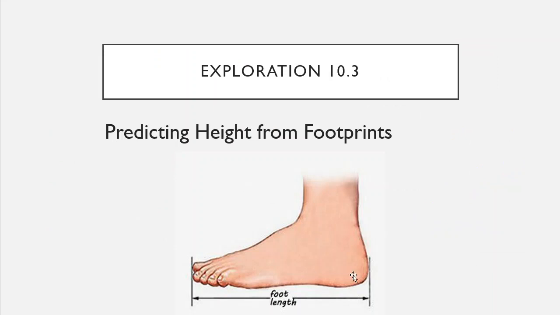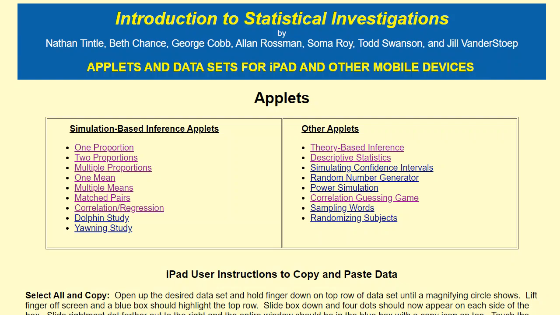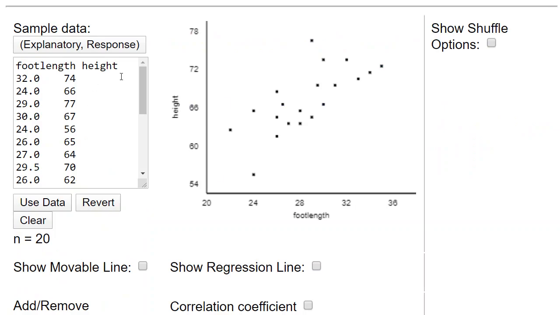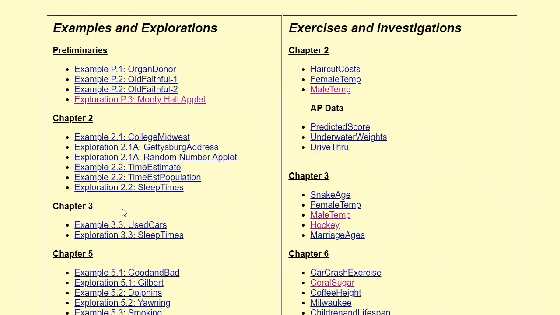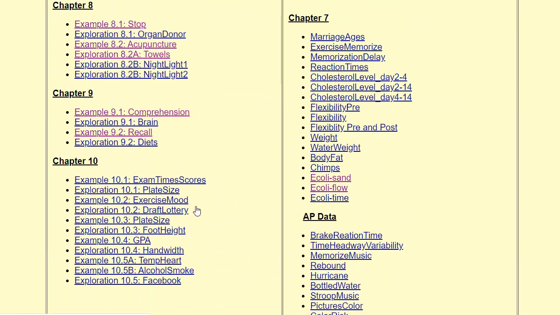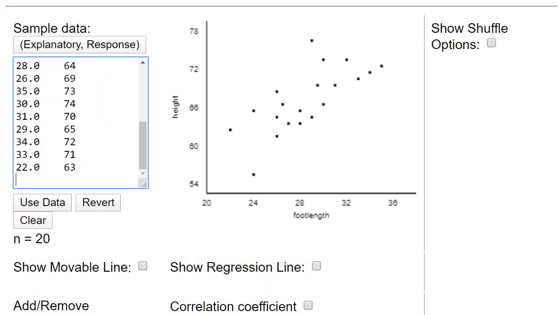Okay, the exploration that you're going to be working on is predicting height from footprints. So if you could see a footprint in the dirt or something, could you predict how tall the person was based on that? Well, what you're going to do is jump over to your applet, click on correlation regression. When you do that, I think they've already got that footprint height data locked in for you, but of course the data sets are always down here. 10.3 foot height right there. You can paste that in.